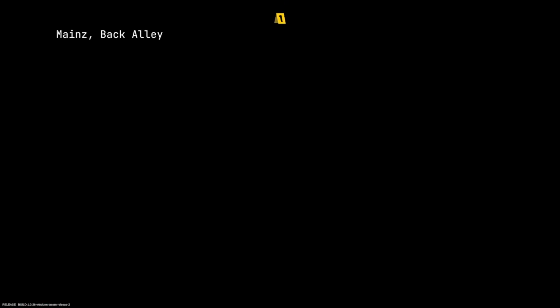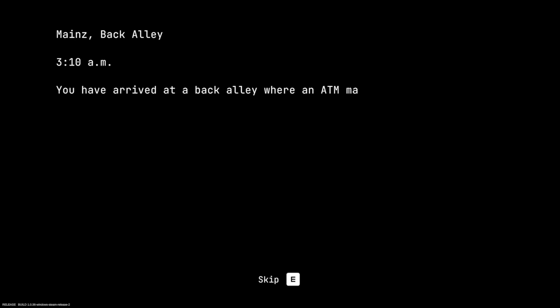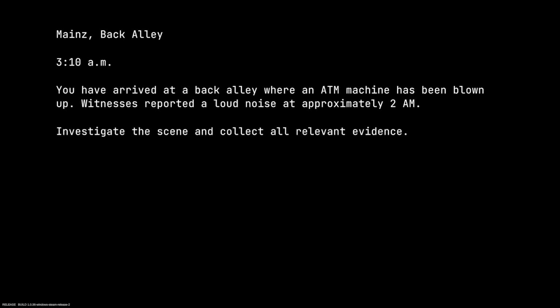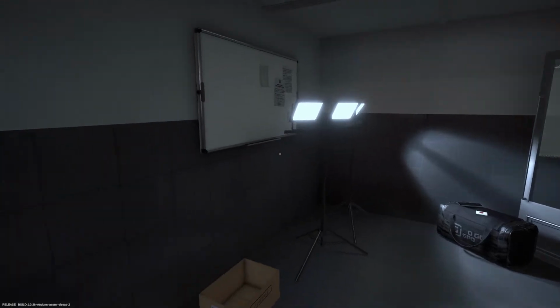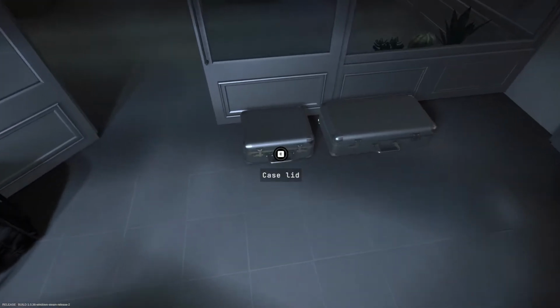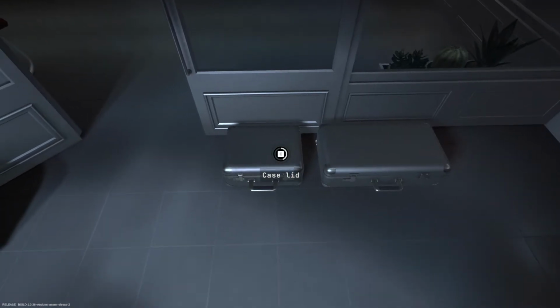Who the heck is blowing up an ATM machine? 3:10 a.m. You have arrived at a back alley where an ATM machine has been blown up. Witnesses reported a loud noise at approximately 2 a.m. Investigate the scene and collect all relevant evidence. Sheesh. Alright, what are we working with here?